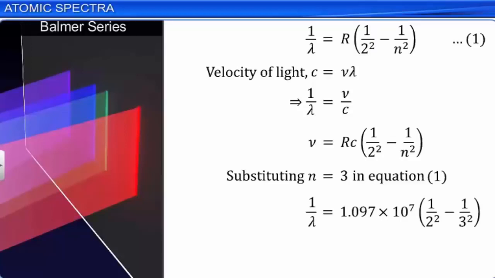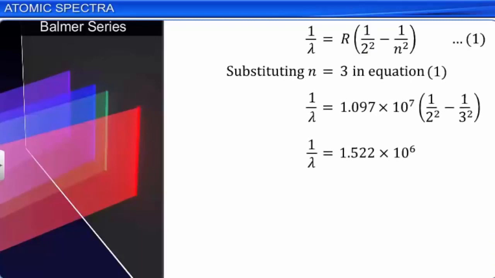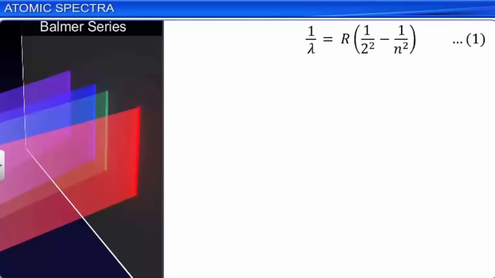Thus, lambda is equal to 6563 angstrom or 656.3 nanometer. This is the wavelength of the H alpha line of the Balmer series in the red of the visible region. For the next line of the series, the H beta line, we have n equal to 4, and for n equal to 5, we obtain the H gamma line of the series.